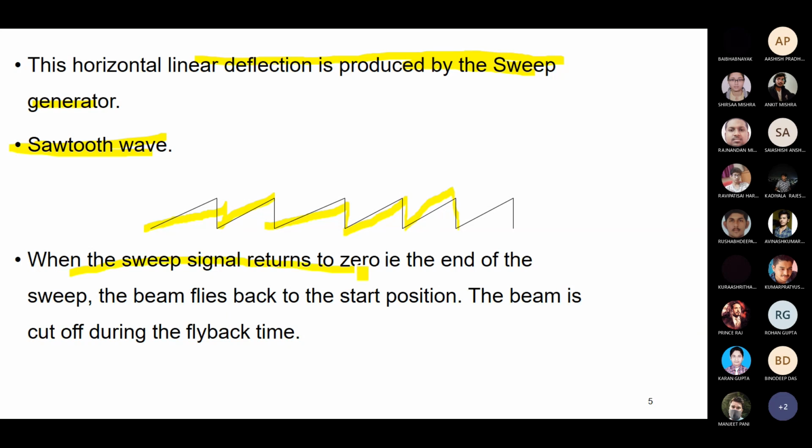When the sweep signal returns to zero, that means the end of the sweep, and the beam flies back to the start position. The beam is cut off during the flyback time. Flyback time means revert time.